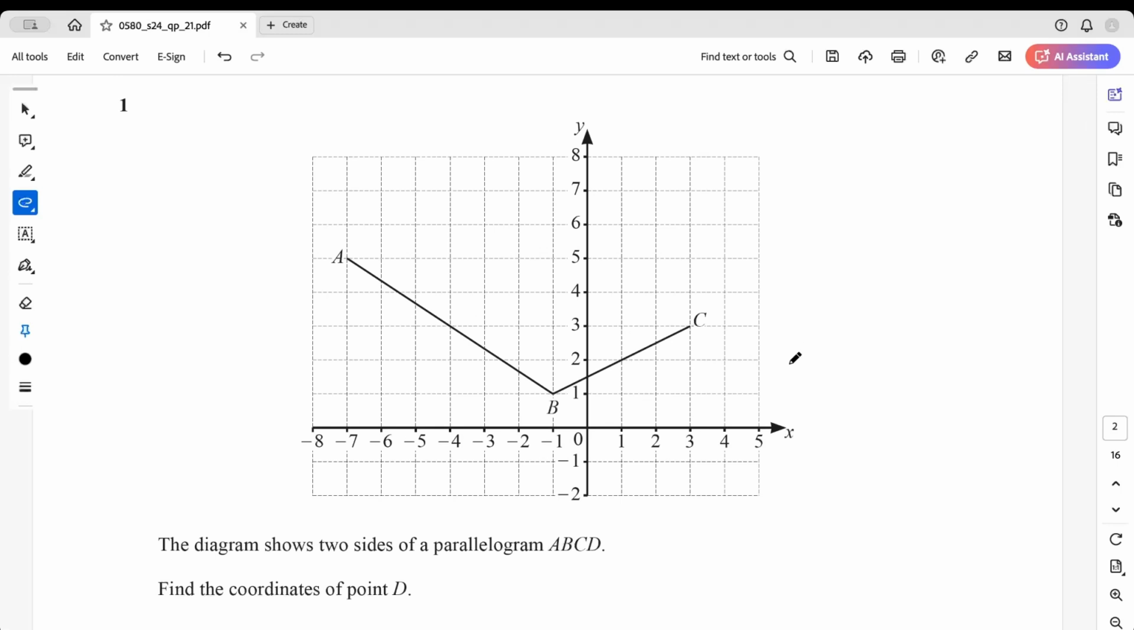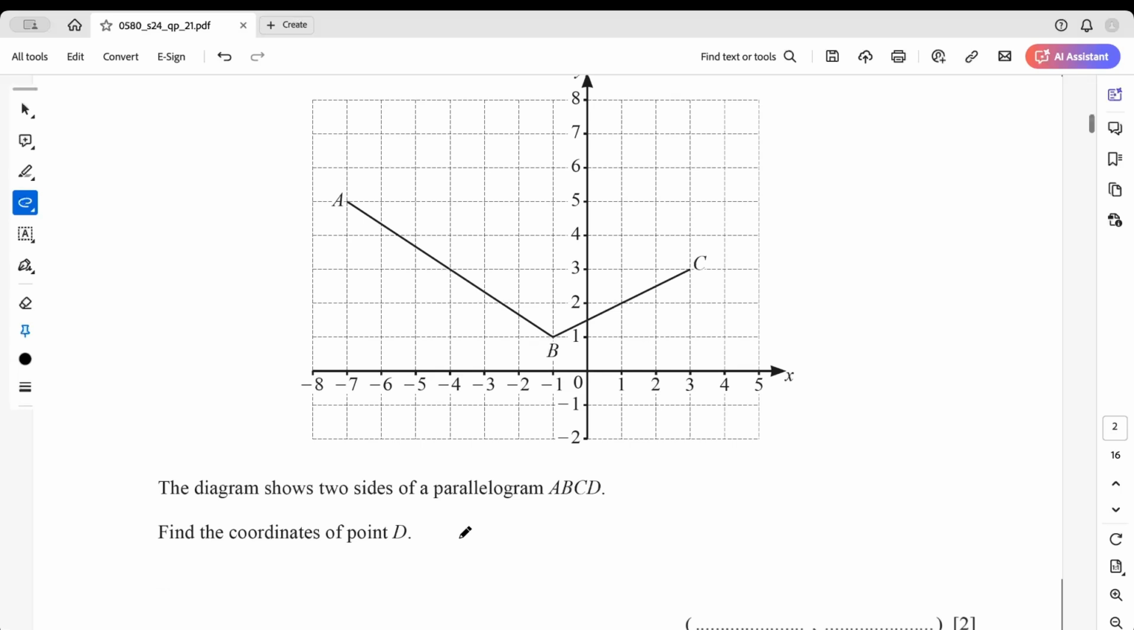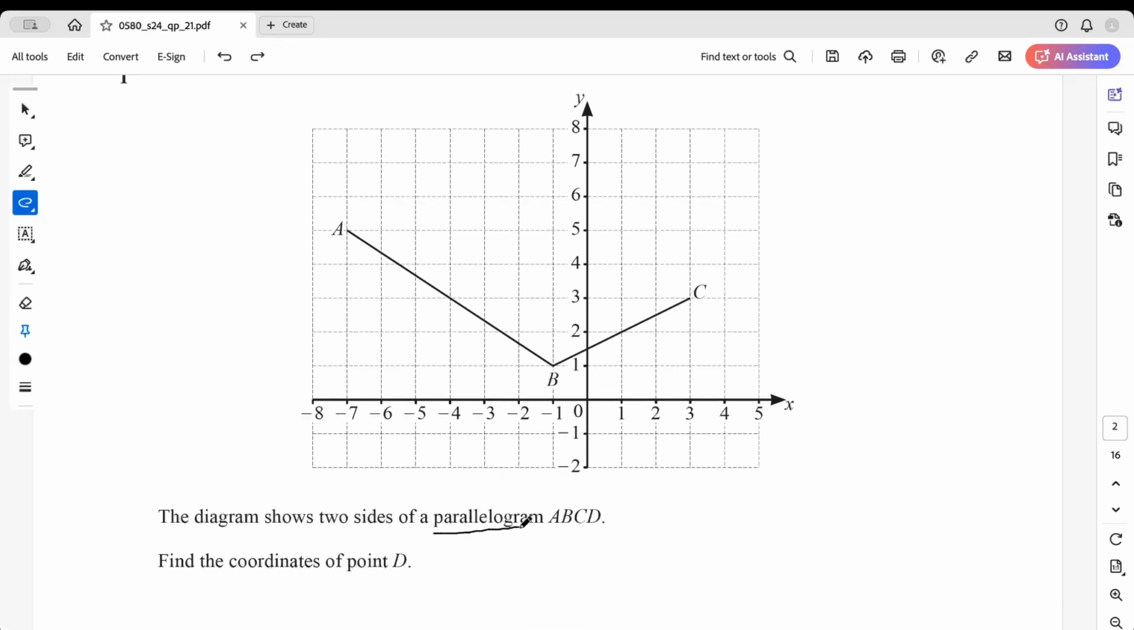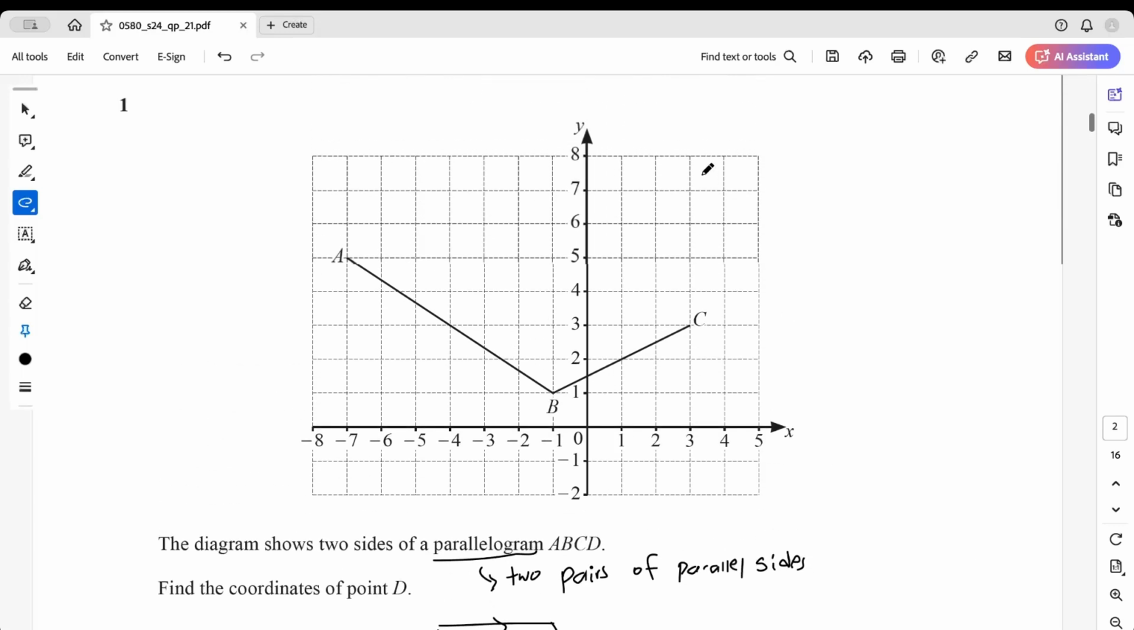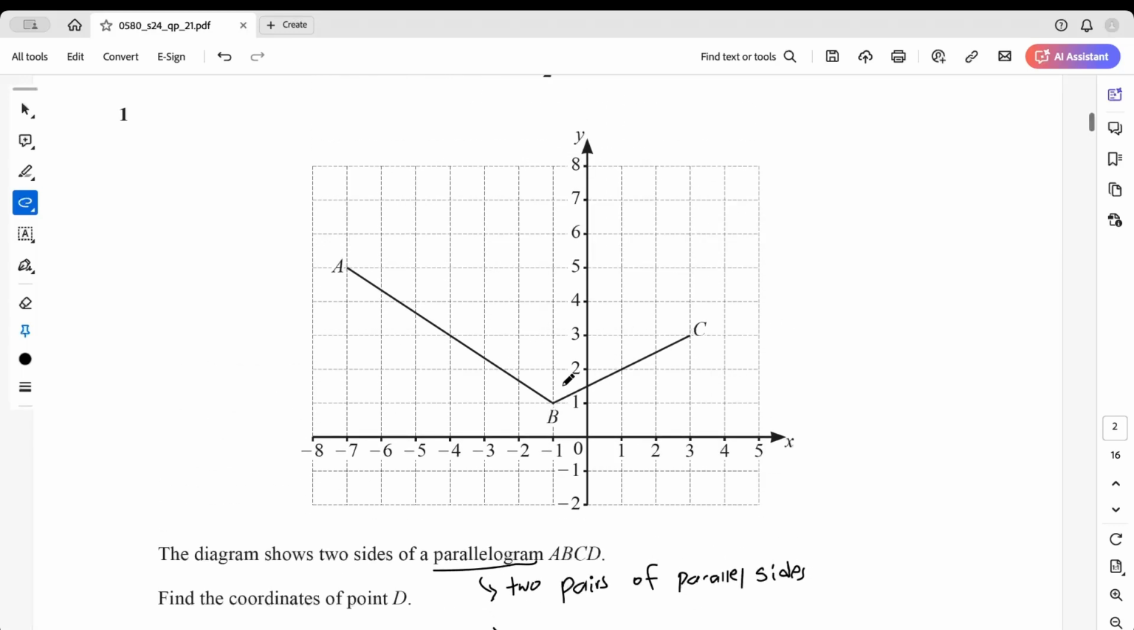Question 1. The diagram shows two sides of a parallelogram ABCD. Find the coordinates of point D. Now we know in a parallelogram, we would have two pairs of parallel sides. For example, this would be parallel and this would be parallel, right?